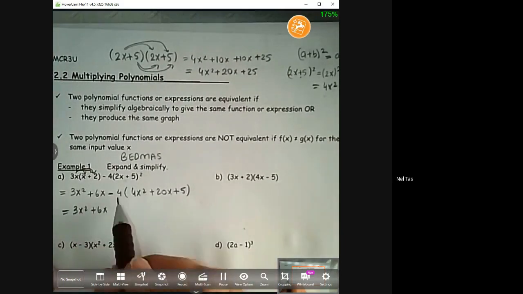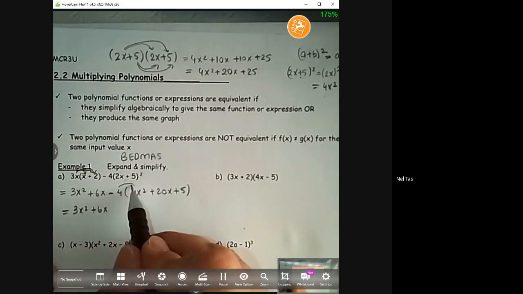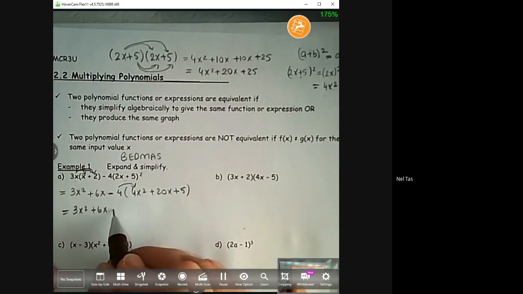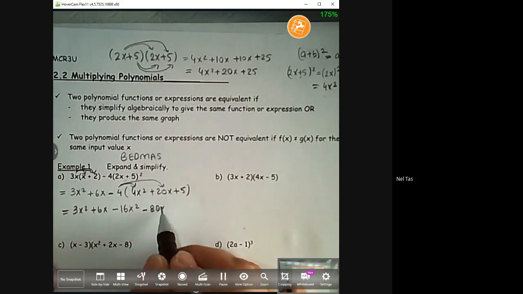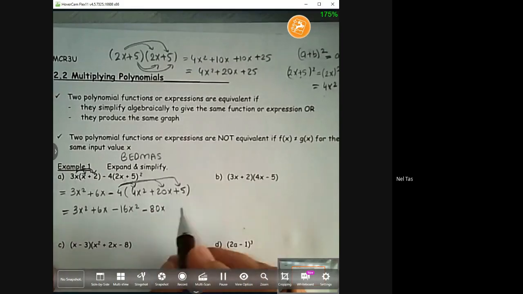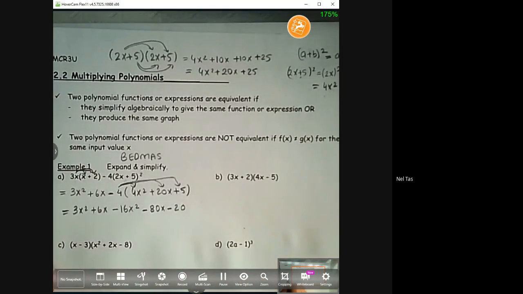Okay, now let's distribute this negative 4. Negative 4 times 4x squared, negative 16x squared. Negative 4 times 20x, negative 80x. Negative 4 times 25, negative 100.